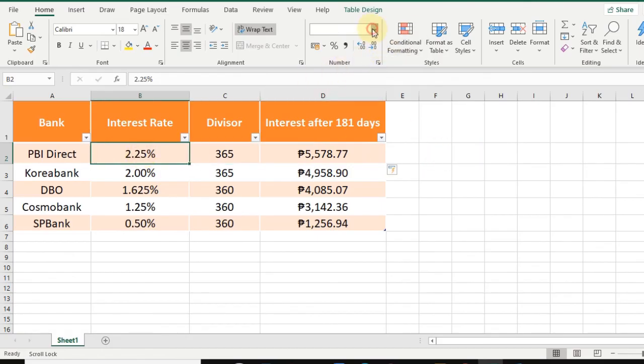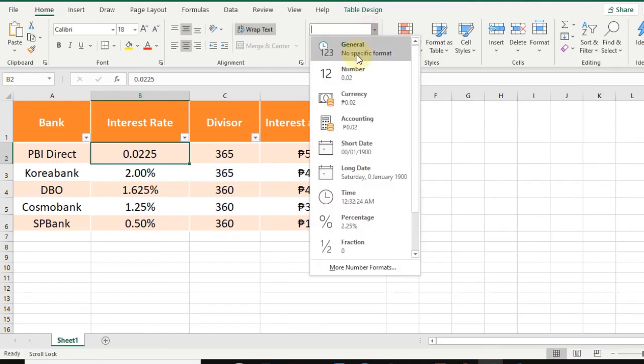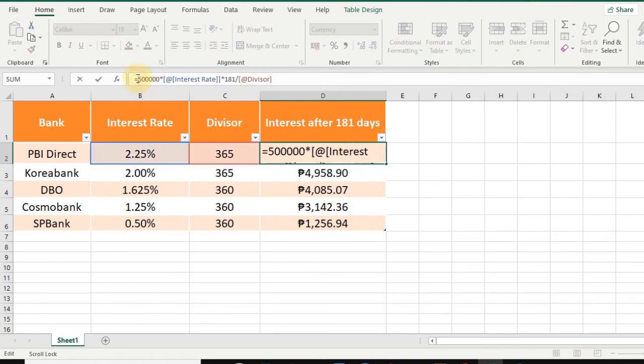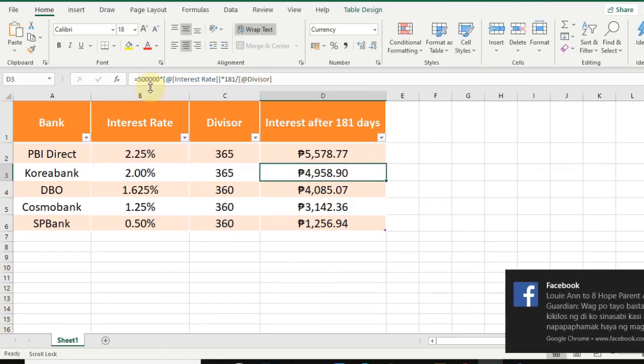I just wrote it in percentage, but if it's in general format, it's really 0.00225. And of course, don't forget to always start your formula with the equal sign. Okay?